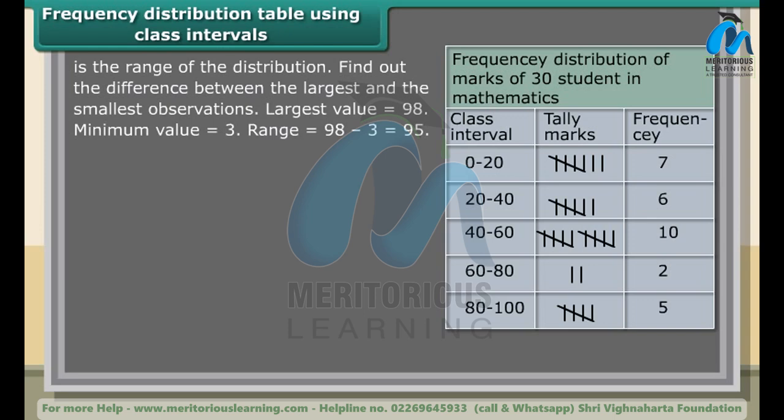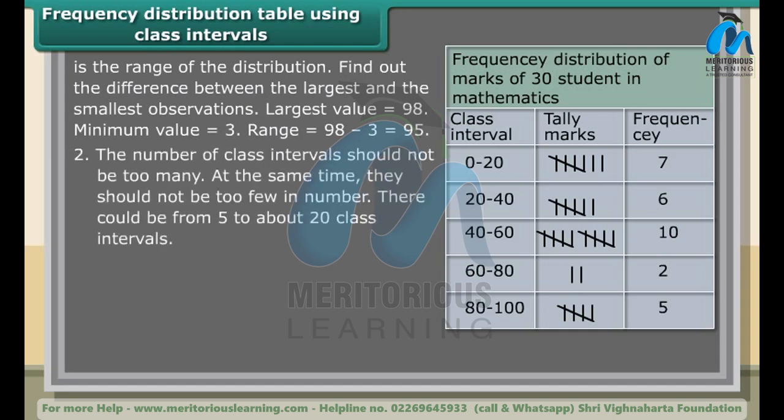Largest value is equal to 98. Minimum value is 3. Range is 98 minus 3, which equals 95. 2. The number of class intervals should not be too many. At the same time, they should not be too few in number. There could be from 5 to about 20 class intervals.